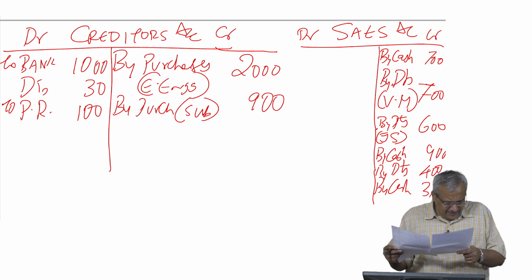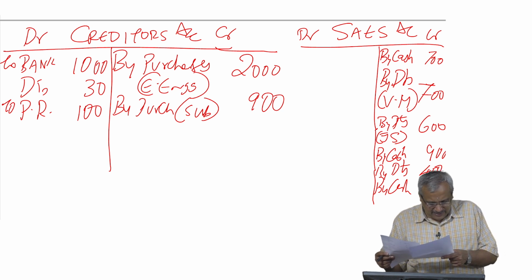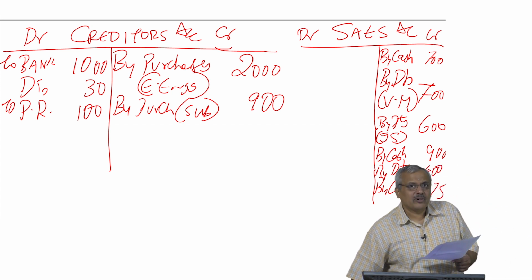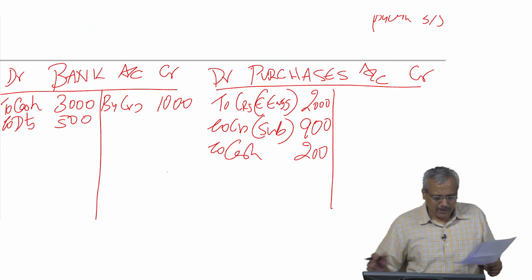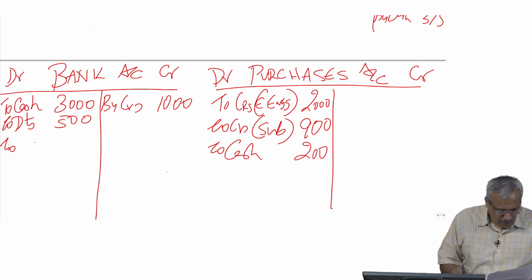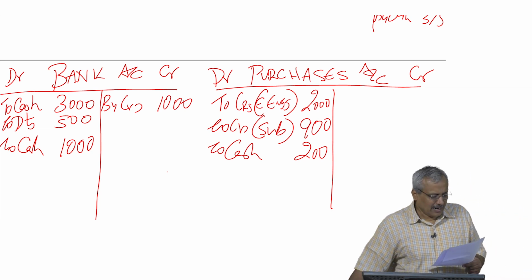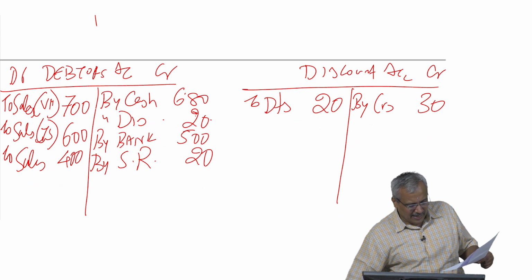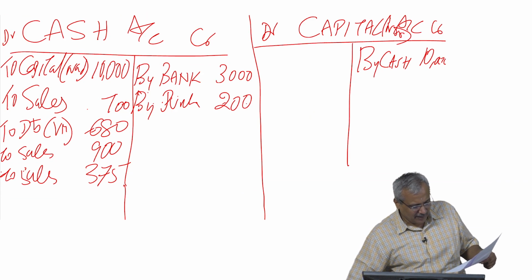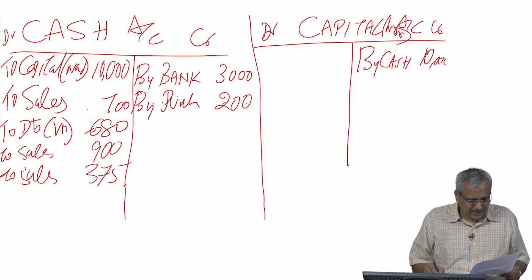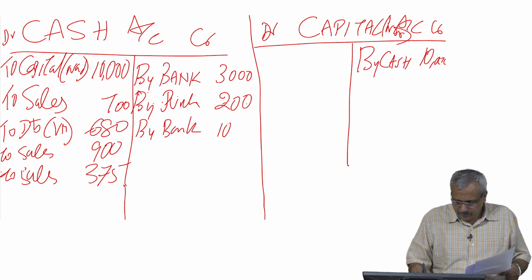If I move to my 19th transaction, it says withdrew from bank for office use. What journal entry did we say? Bank account debited to cash account, rupees 1000. I will go to my cash account and say, by bank. So in this particular case, the cash account is credited by bank, rupees 1000.